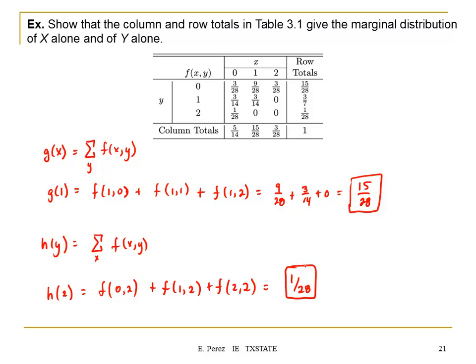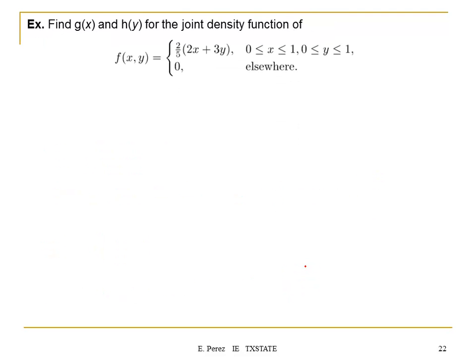Can I move to the next slide? Okay. Let's look at this example, which is asking to find g of x. So when you see g of x, you know what we are looking for, right? It's the marginal distribution of x. H of y is the marginal distribution of y. Okay? So find here g of x and h of y for the joint density function. So we have the joint density function.